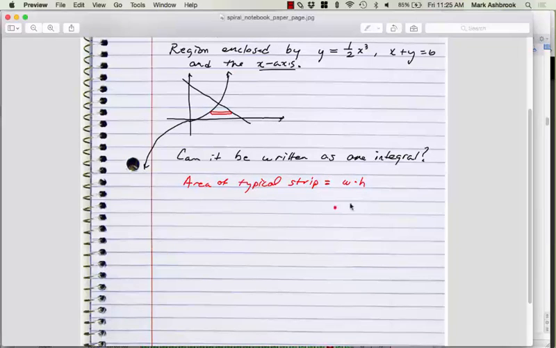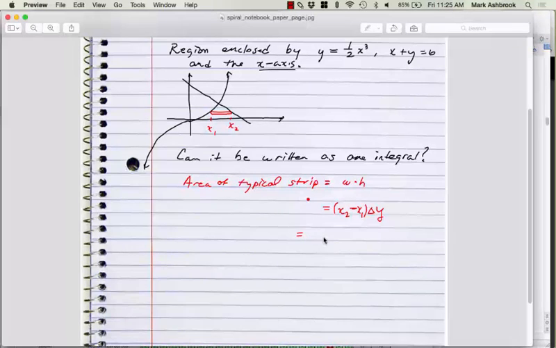Okay, and what's the height now? Let's start with the height. Delta y. And then what's the width? x2 minus x1. Okay, good. So now to define this length, it's going to be x2 minus x1. But we need those in terms of y. What is x2 in terms of y?